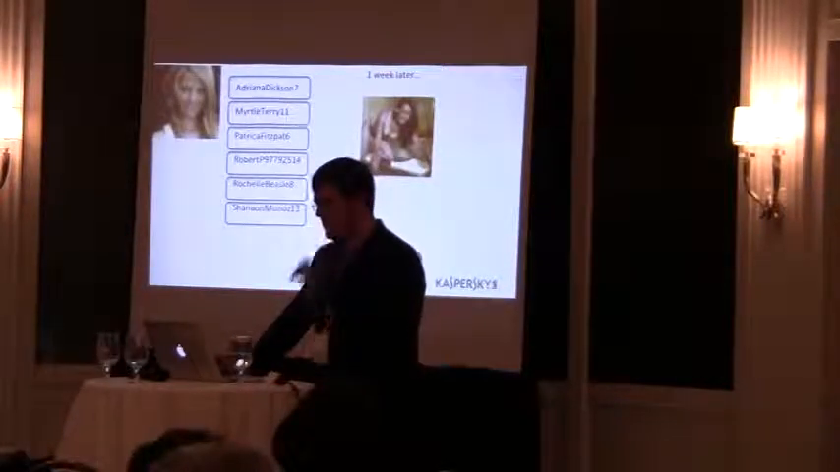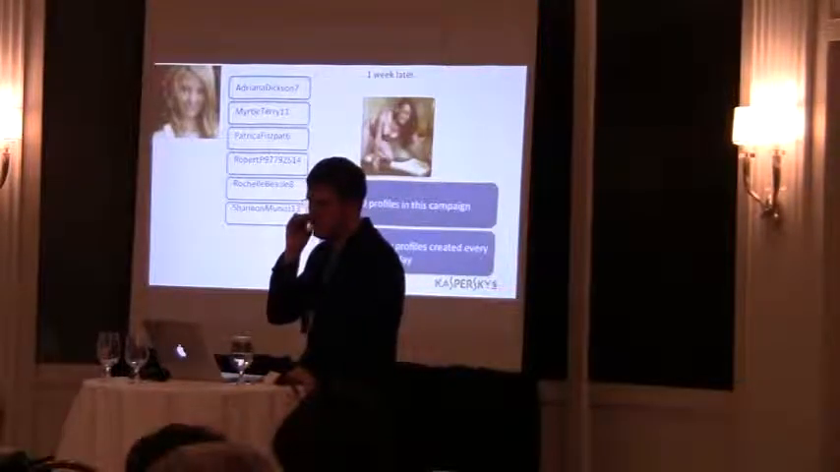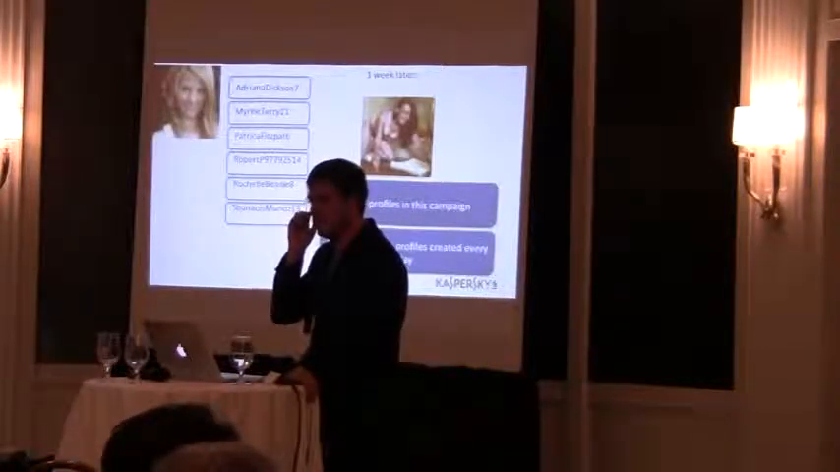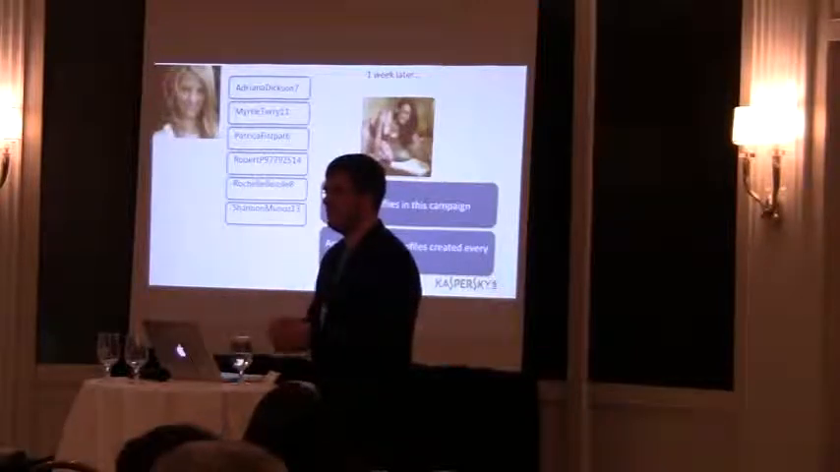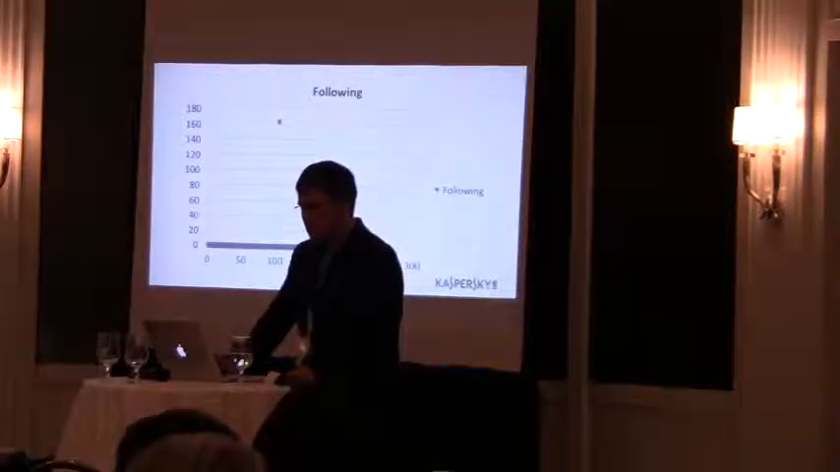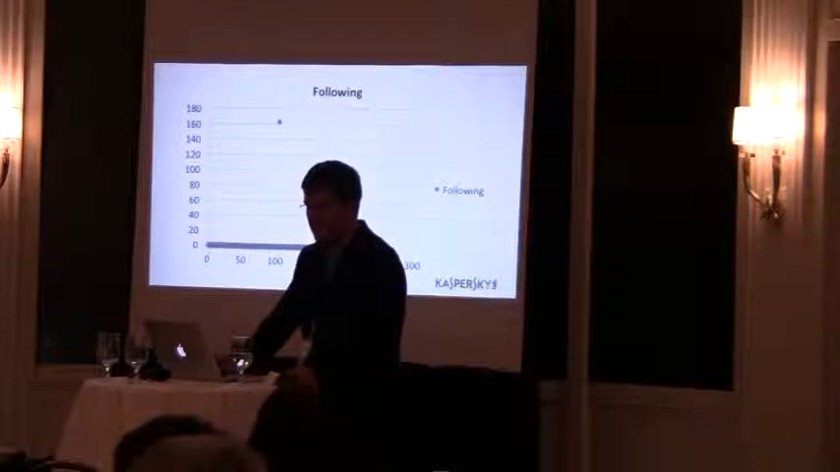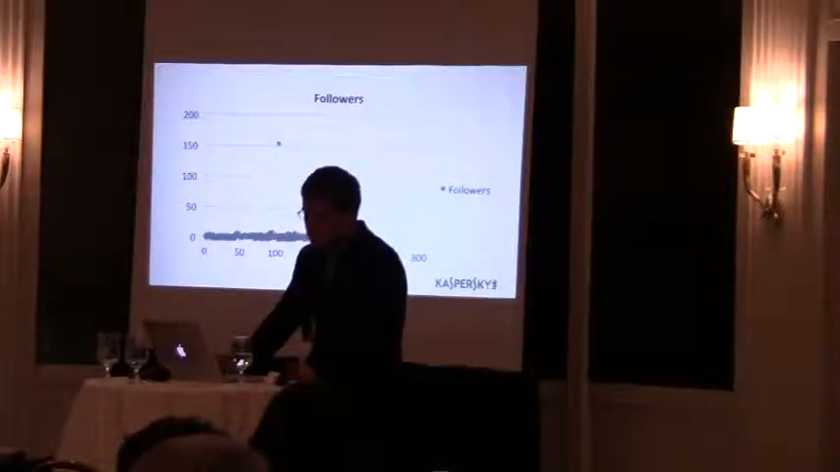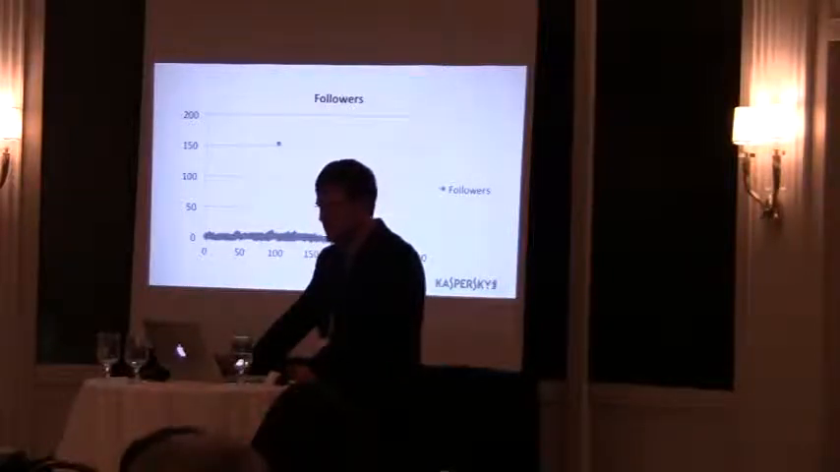So back to this campaign, there were like 5,200 profiles, and they were creating like 250 new ones every day. So you can see how the reuse ratio and the creation ratio for this kind of campaigns is quite high. And basically, when they were created, they were following no one. They had a few followers. But yeah, it's quite obvious that you can filter out malicious profiles when they are created.